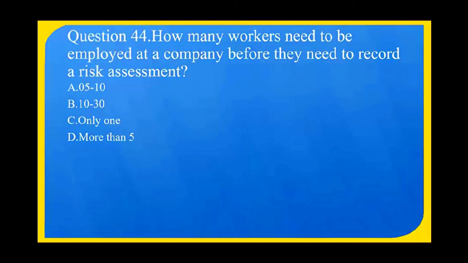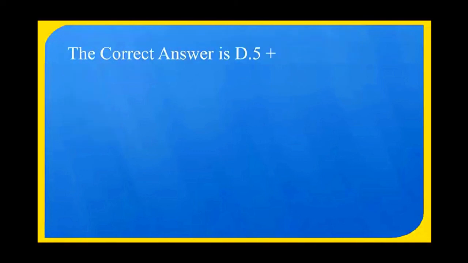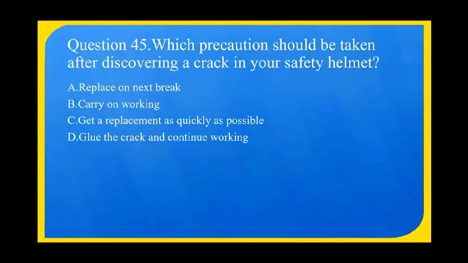The correct answer is D. More than 5. Question 45. Which precaution should be taken after discovering a crack in your safety helmet? A. Replace on next break. B. Carry on working. C. Get a replacement as quickly as possible. D. Glue the crack and continue working.